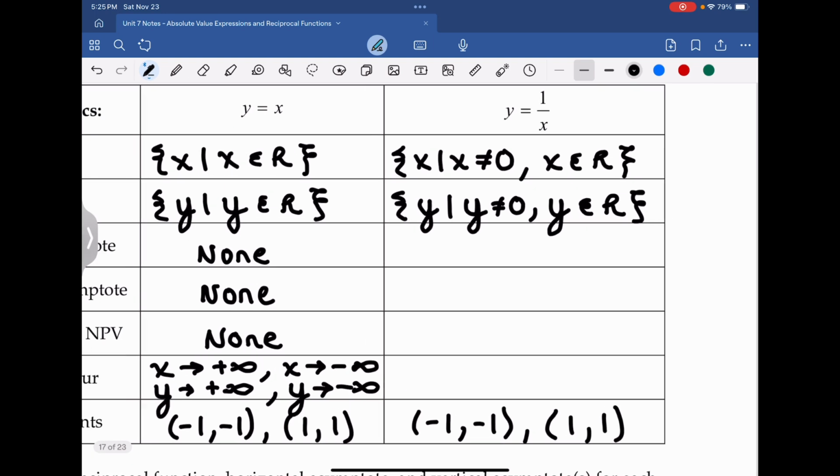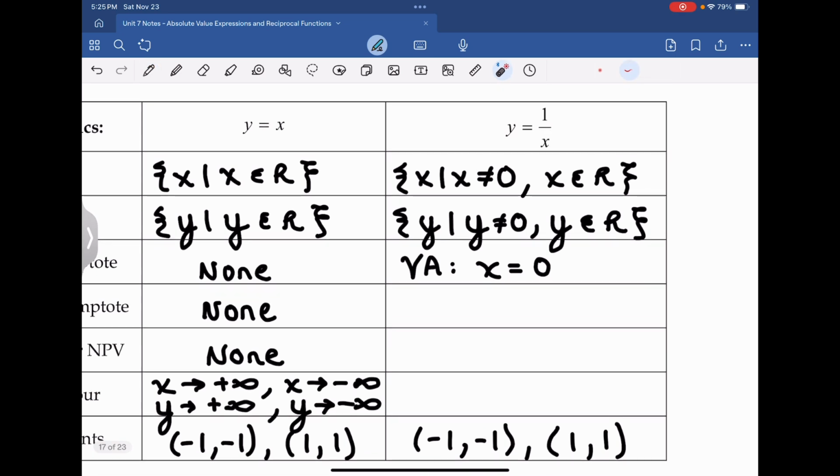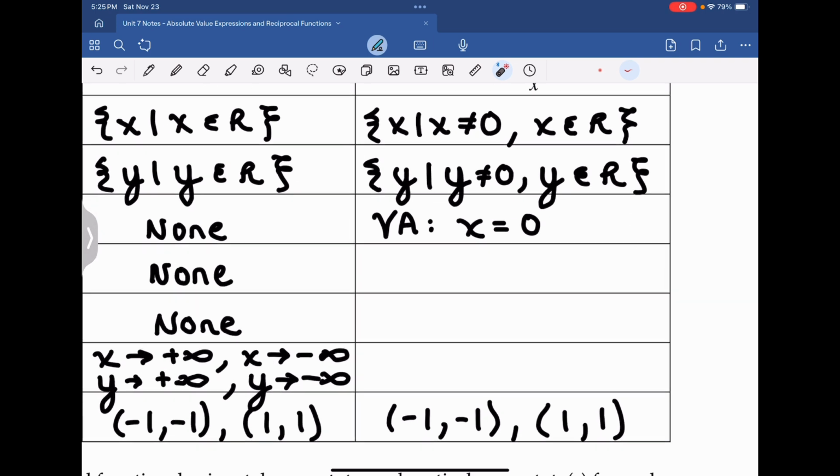Okay, what is our vertical asymptote? Well, we define vertical asymptotes typically in short form as VA. The vertical asymptote was where x equals 0. This was that line that we couldn't cross, and it's purely defined by the NPV, because if we look at this reciprocal, x cannot equal 0. If x was 0, it wipes out the whole function and becomes undefined.